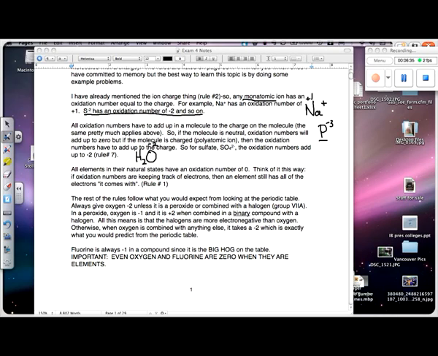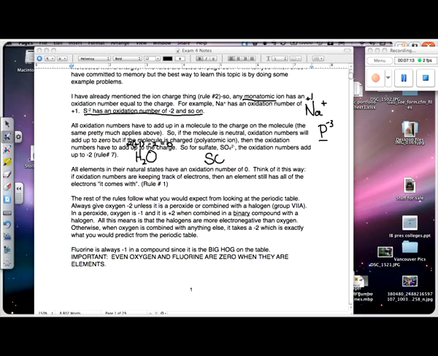Now, these molecular compounds, there are no real charges like there are in ionic compounds. So in these molecular compounds, these oxidation numbers are bookkeeping. Oxygen has the higher electronegativity. That's why it has an oxidation number of -2. Hydrogen, having a lower electronegativity, is at the positive end of the polar bond in the water molecule. And its +1 oxidation number is exactly what you would predict from the periodic table. Well, two +1s and that -2 do add up to 0 for the water molecule.